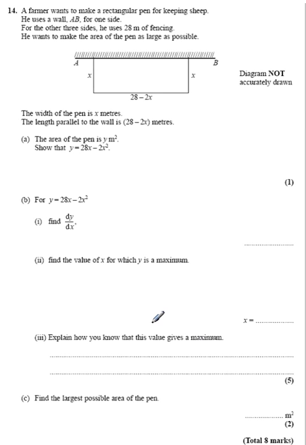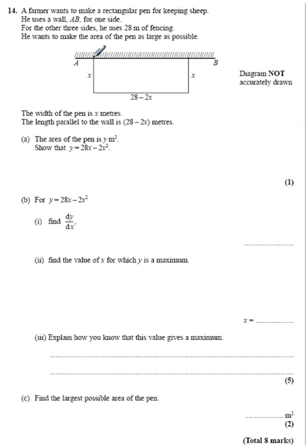Here's quite a tricky differentiation question, but it actually gives an insight into how differentiation is used, albeit in a very simplified setting. A farmer wants to make a rectangular pen for keeping sheep. You wouldn't use it for this particular circumstance, but anyway. He uses a wall AB for one side. For the other three sides, he uses 28 meters of fencing. This is actually a typical A-level type question. He wants to make the area of the pen as large as possible.